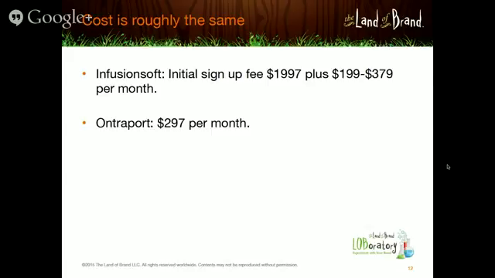And I see Sarah asked, can you do responsive email design? Yes. So the email builder in Ontraport is responsive.